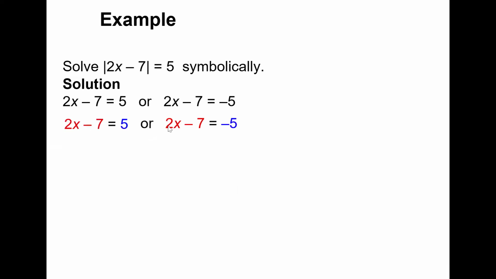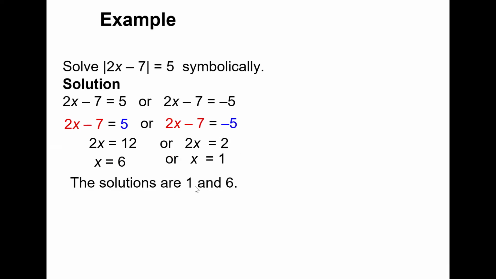So if we do that, we just work our way down. If we add 7 here, we get 12. Divide by 2, we get 6. Add 7 on the other side, we get 2. Divide by 2, we get 1. So there are two solutions, 6 and 1.